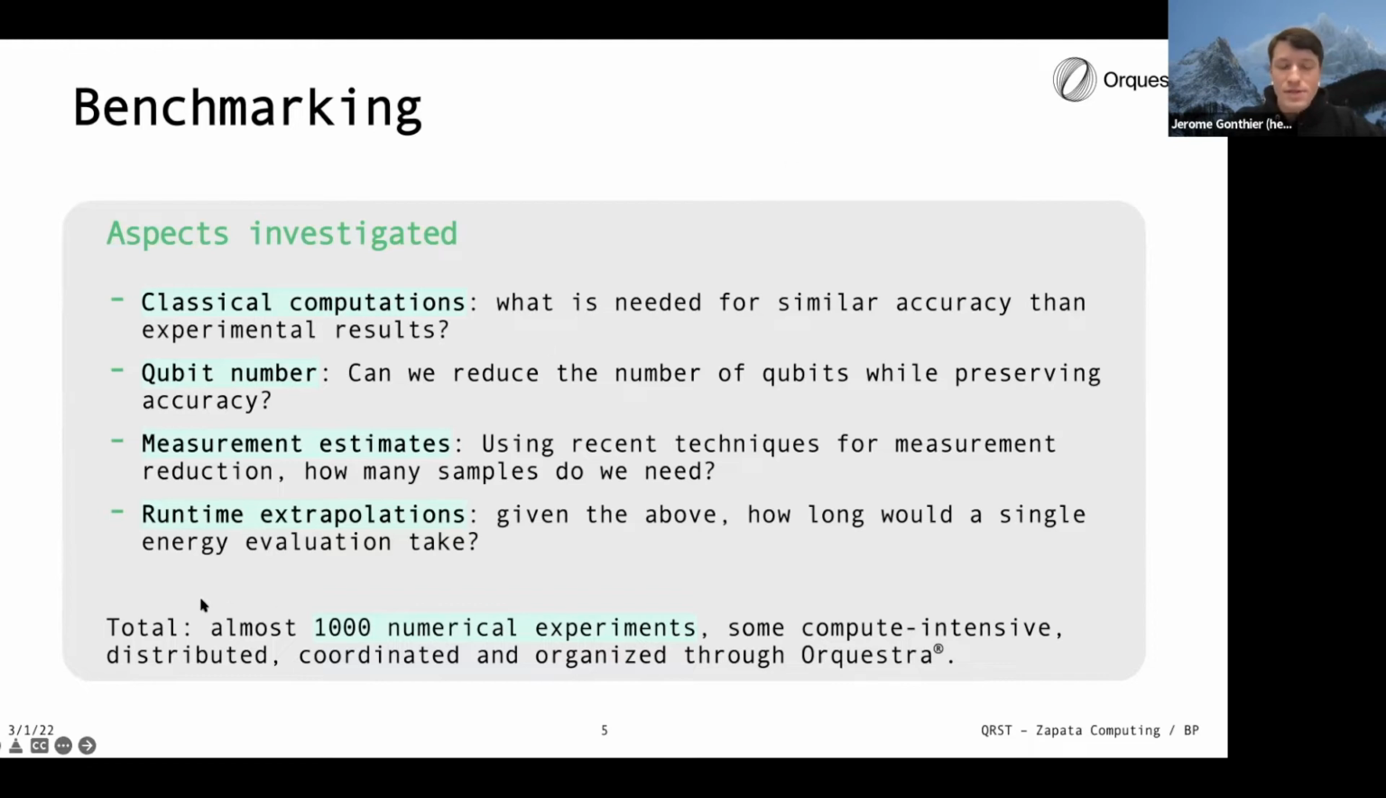So in total, all these experiments are about 1,000 numerical experiments, some of which were compute intensive, and we distributed, coordinated, and organized them through our platform Orchestra. I do a little bit of advertisement on the side.